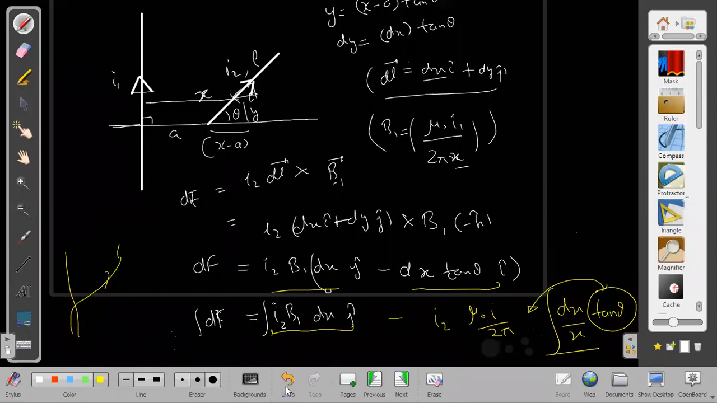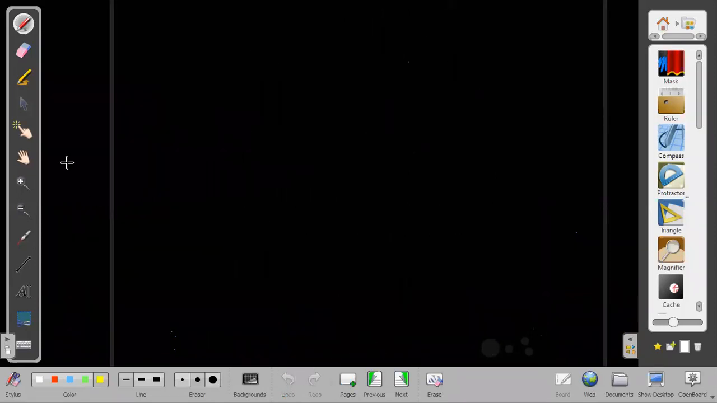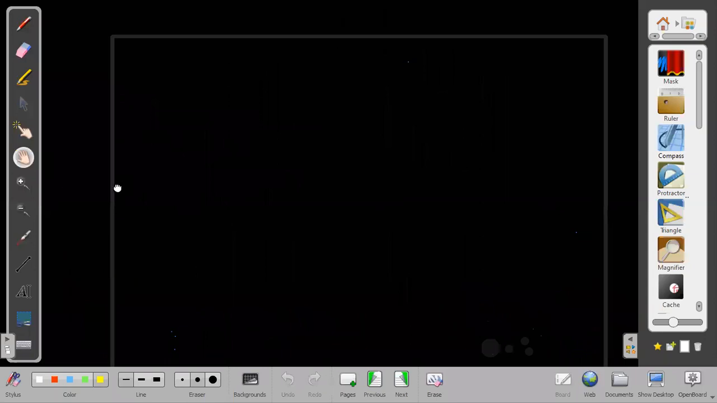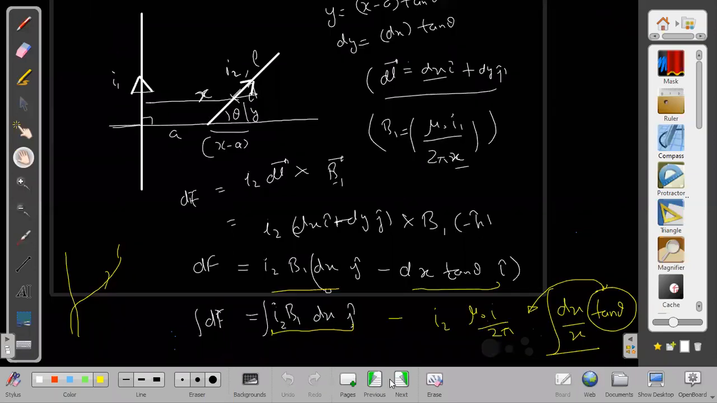Okay. Next we have, do you want to write this completely? Let us end it here. Why should we leave it? Let us say we are going from A to B. If we are going from A to B, then I have to take the limits of x equal to A to x equal to B.